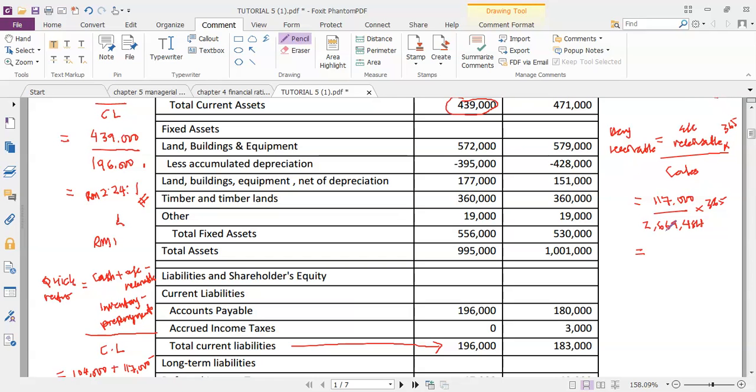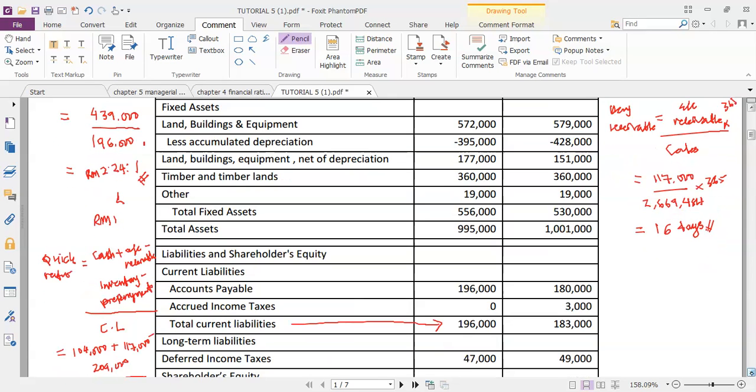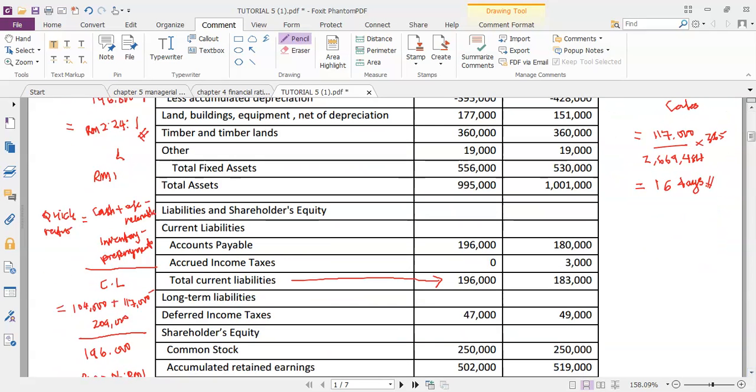Okay, very good. So 16 days. The company only took 16 days to collect back their account receivable. It means that it is very efficient to collect back their receivable. Okay, can you understand, Michelle? Yes, madam. Okay, very good.